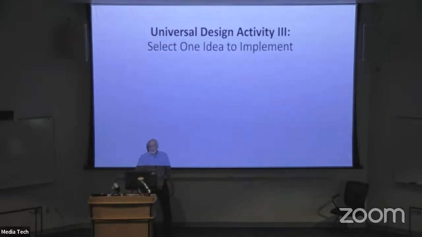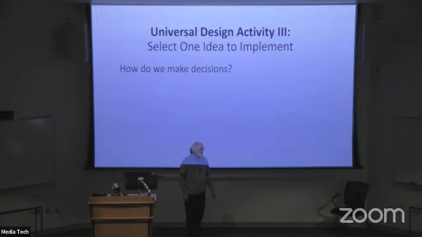The third and final of the universal design activities is to select one idea to implement. How do we make decisions? Have you ever thought about that? How do we make decisions? You probably haven't thought about it, or you thought about it, but nobody knows how it works. There's a whole decision-making theory. If you study that, there's journals, there's books, there's whole methods of decision-making. Virtually none of them are relevant to design.